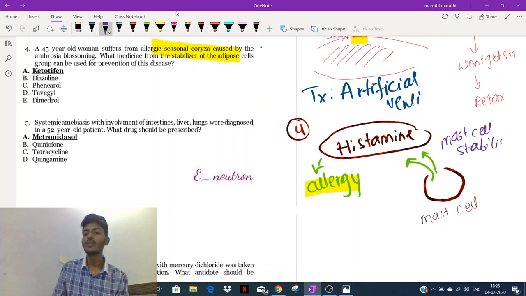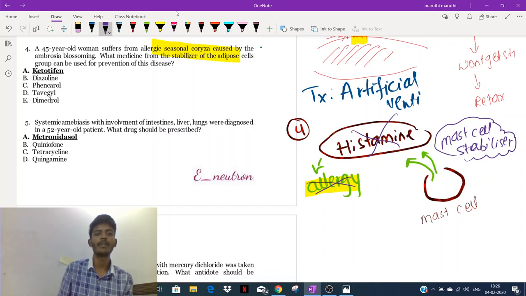So when I use a mast cell stabilizer, what will happen? This mast cell won't degranulate. If it won't degranulate, there is no histamine. If there is no histamine, there is no allergy, right? So all we can do is prevent it from breaking. There are two drugs we need to know of the mast cell stabilizer. I'll write it here, mast cell stabilizer.